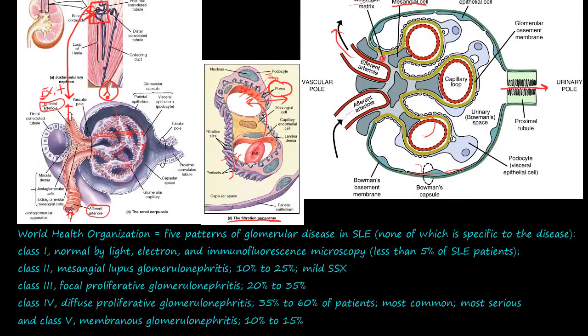I wanted to review some of the anatomy because we're going to talk about the World Health Organization's 5 distinct patterns of glomerular disease in SLE. None of them are specific to SLE, but they have been classified. Class 1 is normal by light, electron, and immunofluorescent microscopy, and less than 5% of SLE patients have class 1. Class 2 is mesangial lupus glomerulonephritis, which has to do with these mesangial cells and this mesangial matrix. 10 to 25% have this, with mild signs and symptoms.